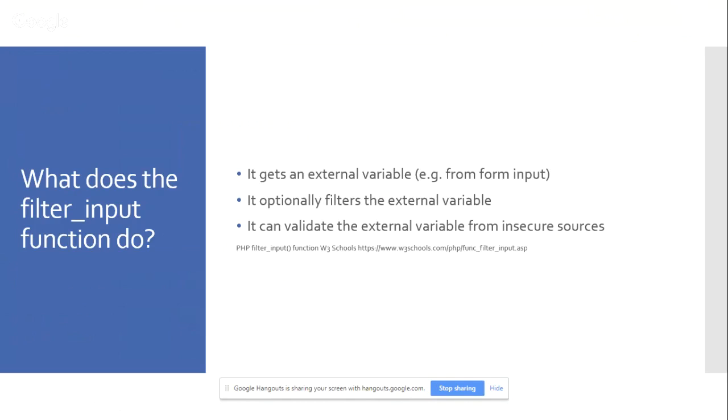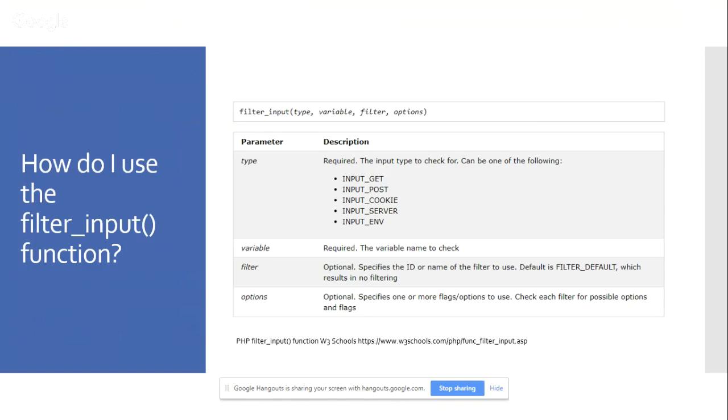So the filter input function gets an external variable, for example, from a form, and it optionally filters the external variable, and it can also validate the external variable from insecure sources. So basically, it gets the external variable, and then it filters that external variable based on some parameters that we specify. For example, the syntax for the filter input function, we start by saying filter underscore input, and the four parameters inside of that function are the input type, the variable name, the filter, and the options.